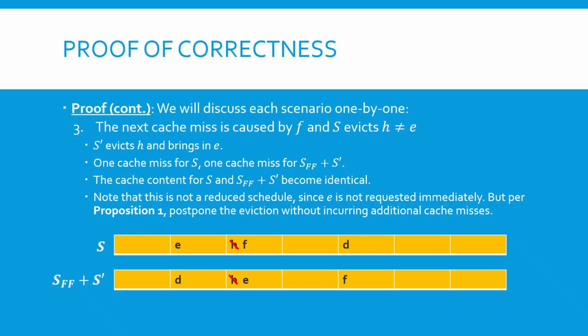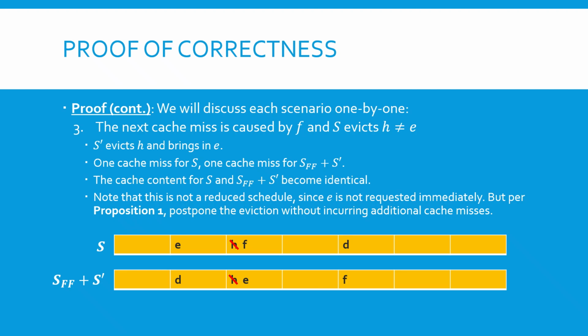However, to make the cache contents match after this point, we let S prime remove H and bring E into the cache. After this step, the cache contents of S and SFF plus S prime become identical. From then on, we can define S prime by copying the remaining eviction decisions of S, without causing more cache misses than S.